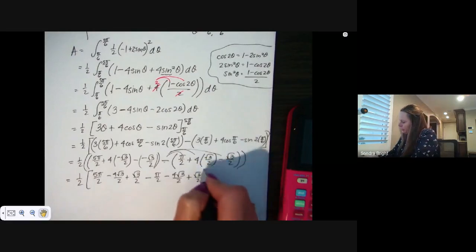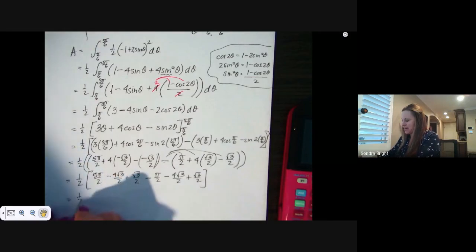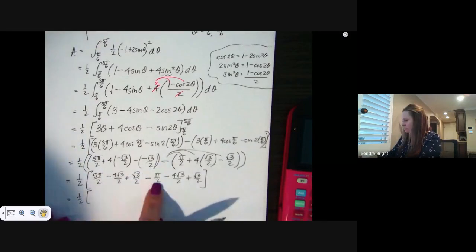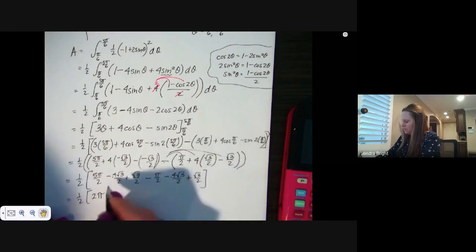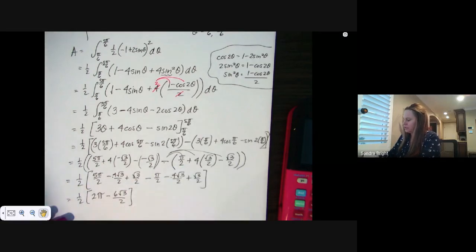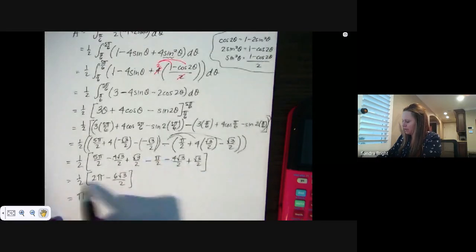And then combine like terms. I still have this 1/2 out front. 5 pi over 2 minus pi over 2 would give you 4 pi over 2, which is 2 pi. And then negative 4 plus 1 minus 4 plus 1. What is that? A negative 6 rad 3 over 2. Now, distributing the 1/2 would give you a pi minus, all right, the 2 goes into there, but then we also have the 2, so it ends up being a 3 rad 3 over 2.